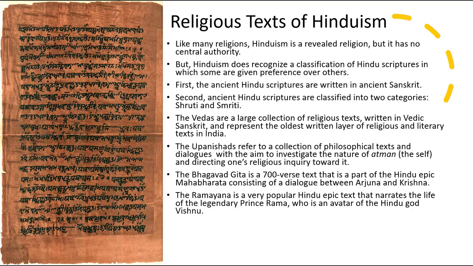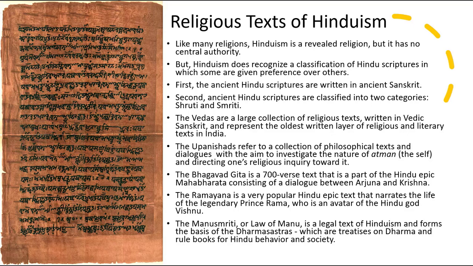The last of these significant religious texts is the Law of Manu, also known as Manusmriti. It's believed to be the first legal text of Hinduism and forms the basis of all rules within Hindu society, or the Dharma Sastras, of how people are to behave in their life and to live out their Dharma. The Law of Manu is believed to have been written around 200 BCE, maybe 200 CE, sometime around there, turn of the millennium at that time.